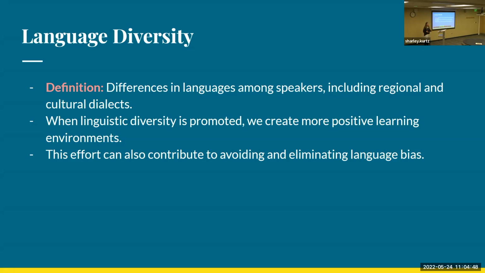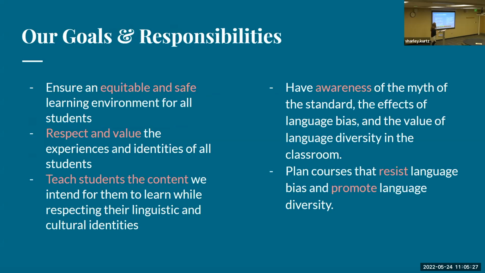When we actually promote and recognize this linguistic diversity, we actually are promoting a better and more positive learning environment. What we can do is, by doing that, by promoting it, by valuing it, by expressly saying, hey, I recognize that there are different languages here, and no single language is better than the other. What we end up doing is actually helping equalize that classroom space, and hopefully also eliminate or at least avoid that linguistic bias that gets in the way of our students really fully being able to express themselves in our classrooms.